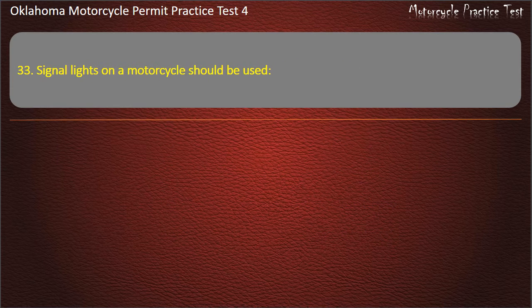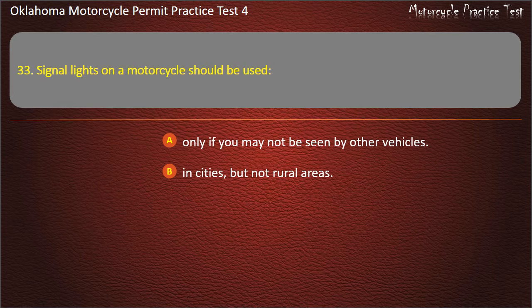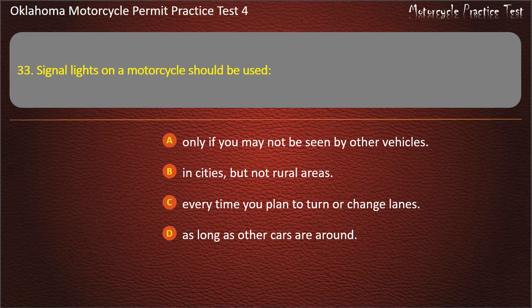Question 33. Signal lights on a motorcycle should be used only if you may not be seen by other vehicles, in cities but not rural areas, every time you plan to turn or change lanes, as long as other cars are around. Answer. Every time you plan to turn or change lanes.